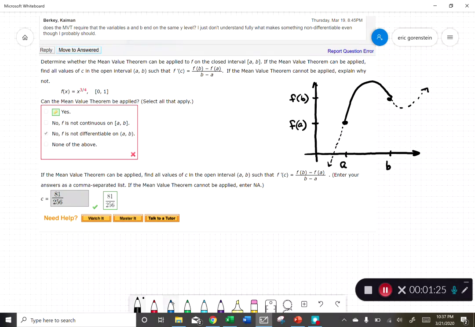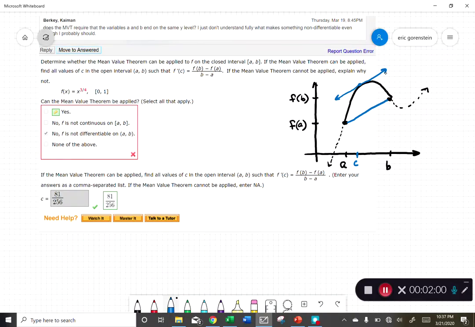And what the mean value theorem is saying is that for the slope of the secant line that connecting these two endpoints, there has to exist somewhere in the interval between a and b some other number c, so that the slope of the tangent line when x equals c is the same as the slope of the secant line. All right, so this is what the mean value theorem is saying.